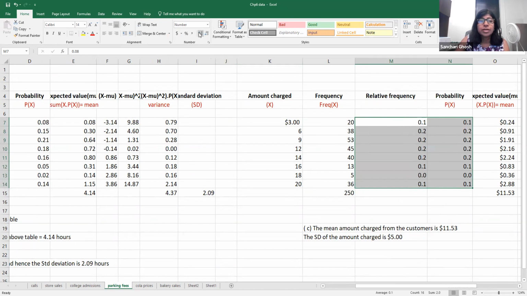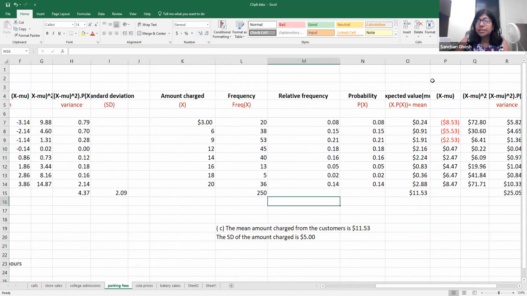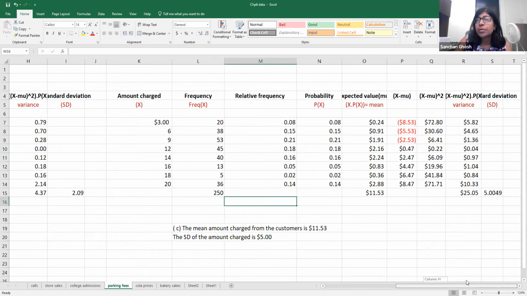I want to reduce the decimal. And then you find from the relative frequency, you just copy and paste, get the probabilities, the expected value, and how much you're charged for each parking hour that you are taking in that zone.